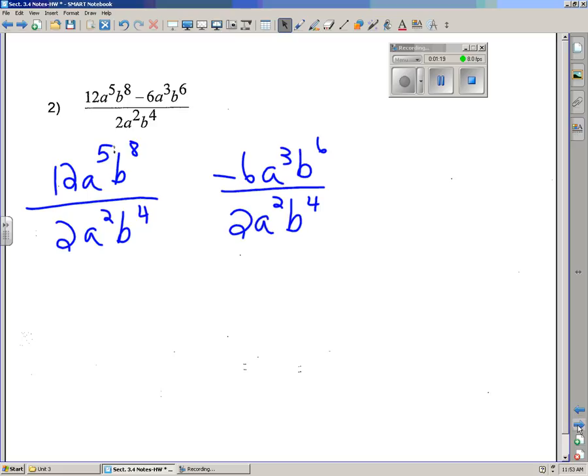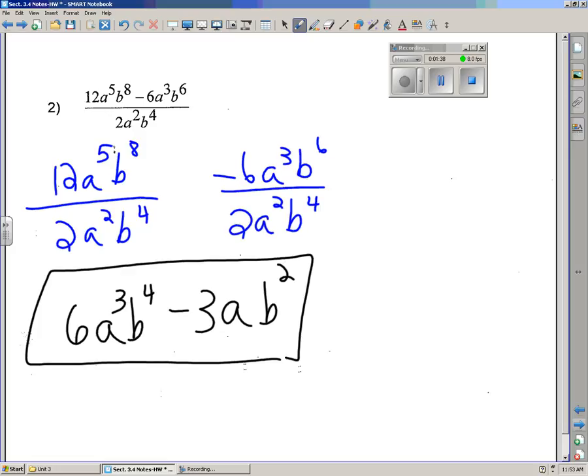about your signs. But in terms of division, when we simplify this, 12 divided by 2 is 6. There are more a's on top by 3, more b's on top by 4. Negative 6 divided by 2 is negative 3. More a's on top by 1, more b's on top by 2. This then becomes your final answer.